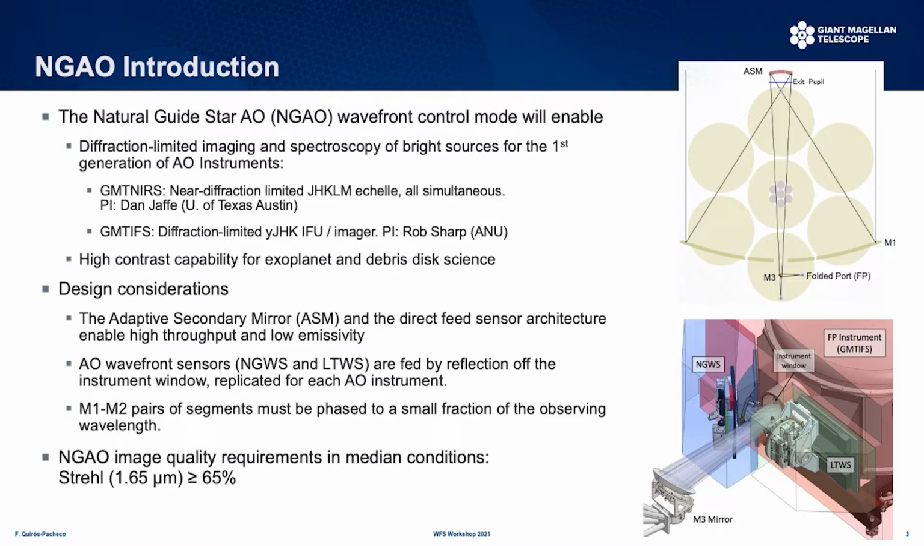It's important to recall that in these AO observing modes, the M1 and M2 pairs of segments must be phased to a small fraction of the observing wavelength in order to reach the diffraction limited performance. In the case of the NGAO mode, the image quality requirement in median conditions is a Strehl ratio in H band higher than 65%.